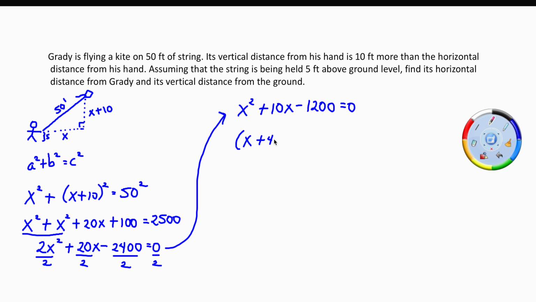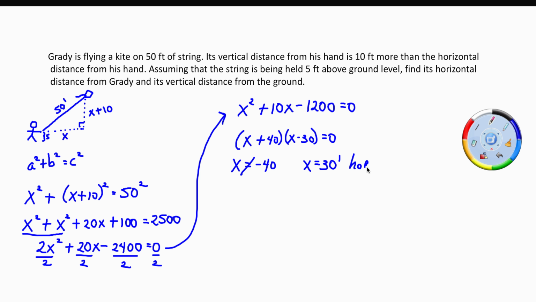So x plus 40 times x minus 30 equals 0. 40 times negative 30 is negative 1,200. 40 plus negative 30 is 10. Meaning we have x is negative 40 or x is 30. Now once again, make sure you've answered the question. Okay, and we want the horizontal distance from Grady, right? That's x, but negative 40 can't be a distance. So x is 30 feet.